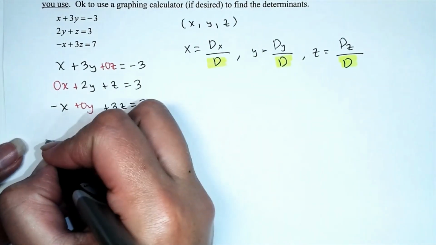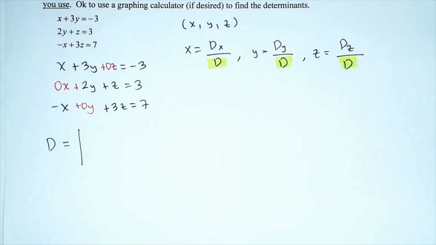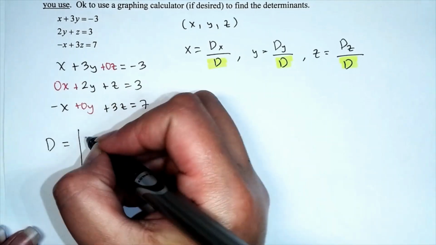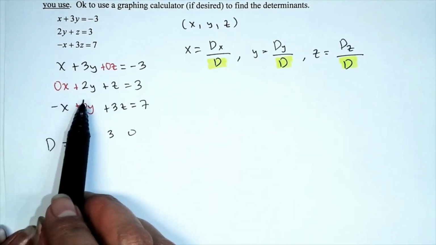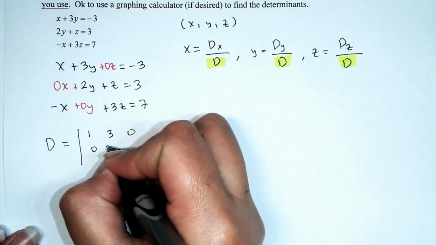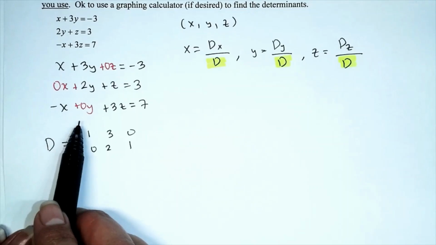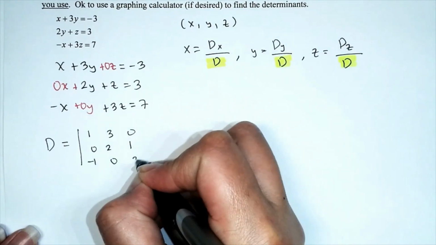So d represents the determinant formed by the matrix of coefficients. So row 1, the coefficients are 1, 3, and 0. And row 2, the coefficients are 0, 2, 1. And then row 3, the coefficients are -1, 0, and 3. So -1, 0, and 3.